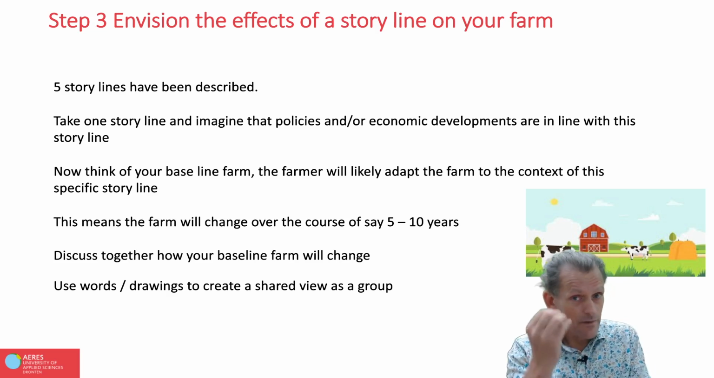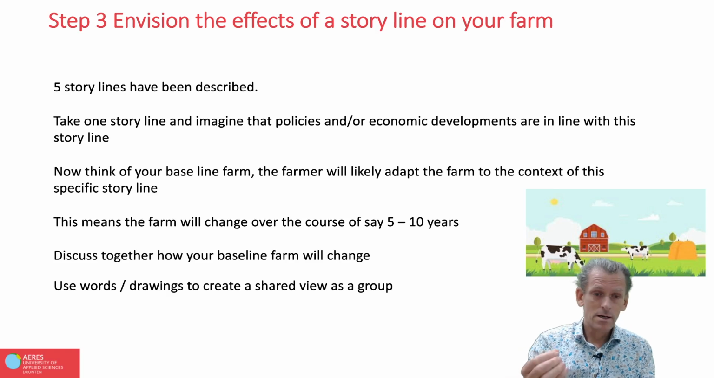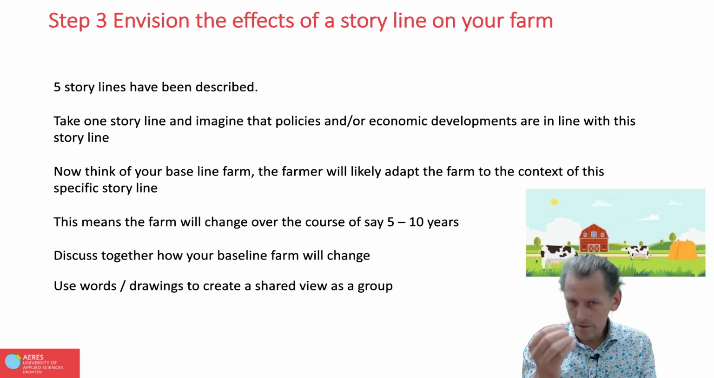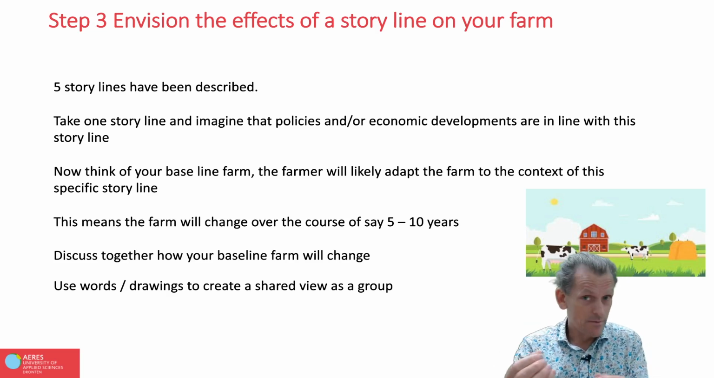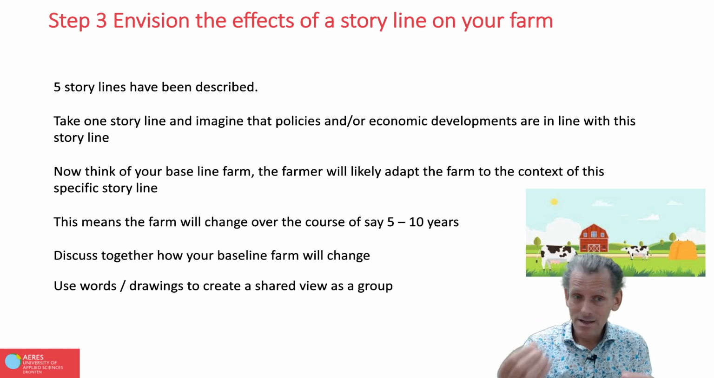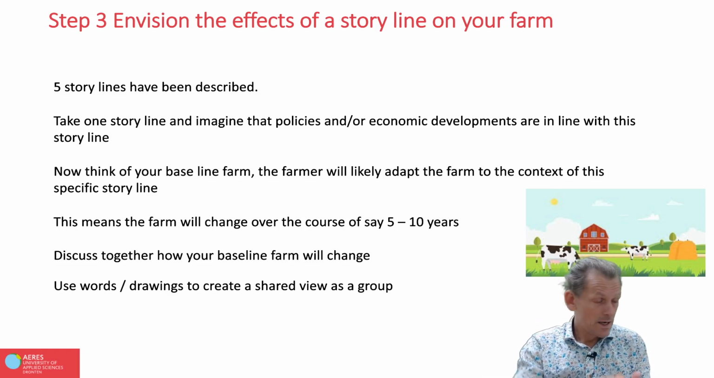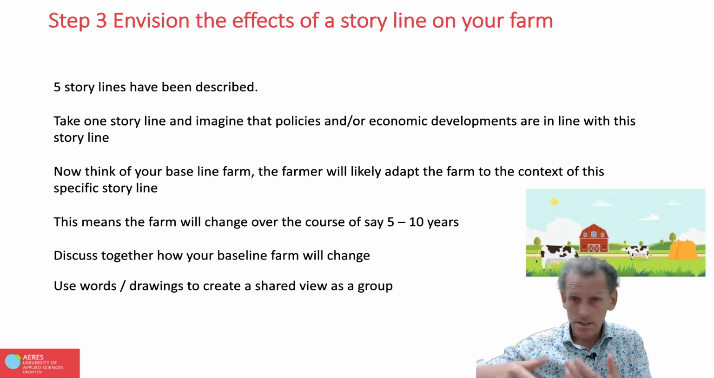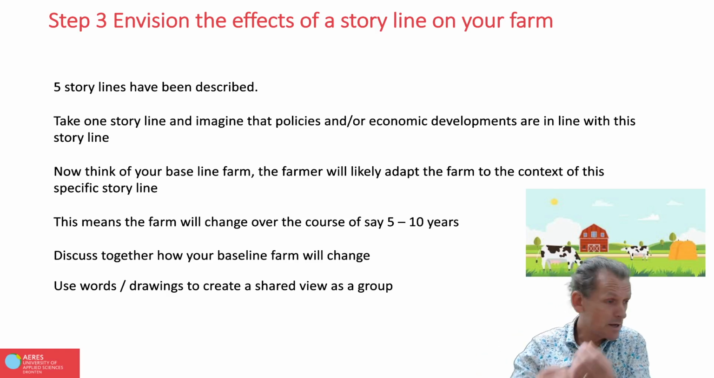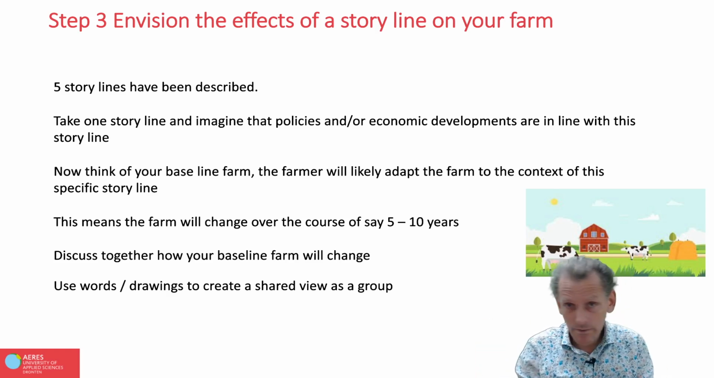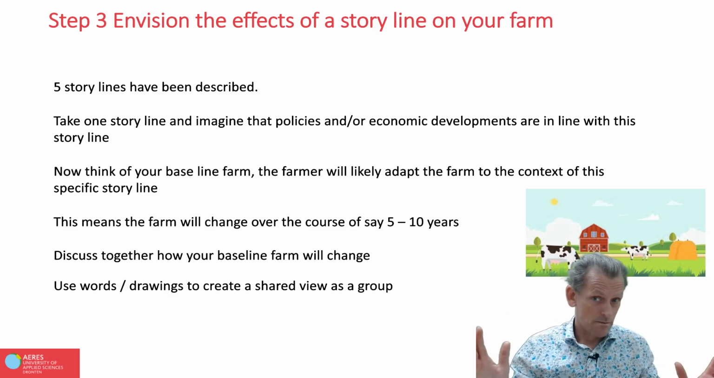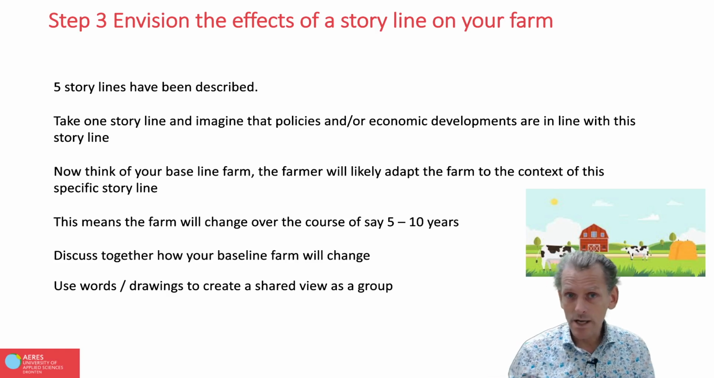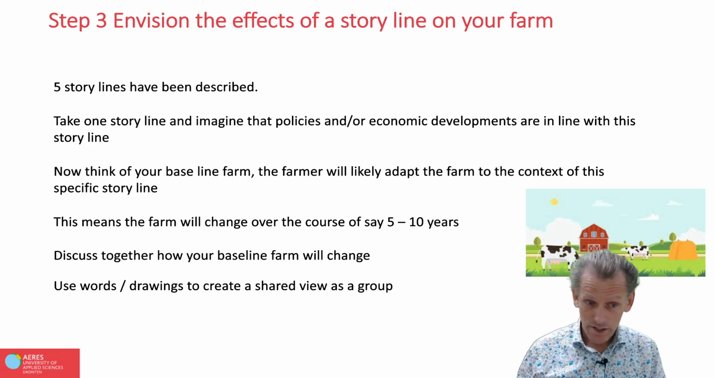So with this specific policy line, this storyline, think of your baseline farm and how the farmer will adapt the farm and the way of farming in this storyline. In the course of 5 to 10 years, you will see changes in practices, maybe in the stable, maybe in the land, maybe in the crops that are grown, maybe in the type of cattle, maybe in whatever. Discuss together how you think that your baseline farm will change.